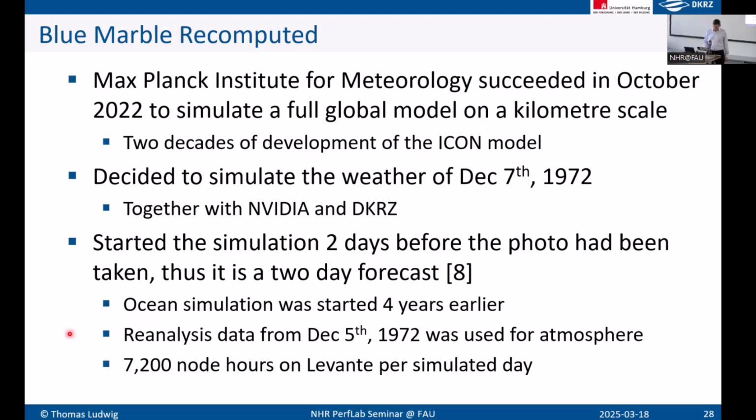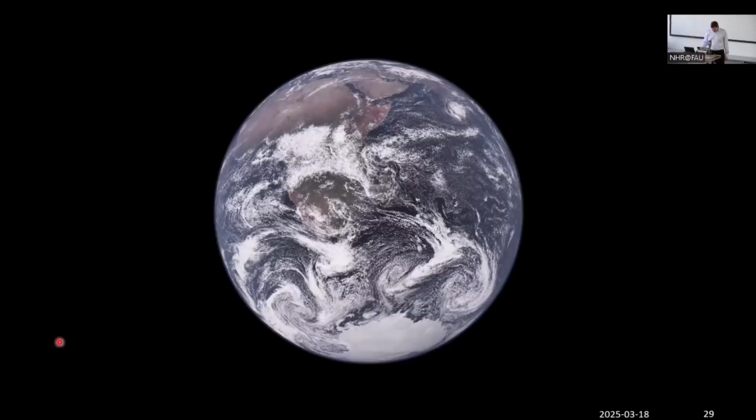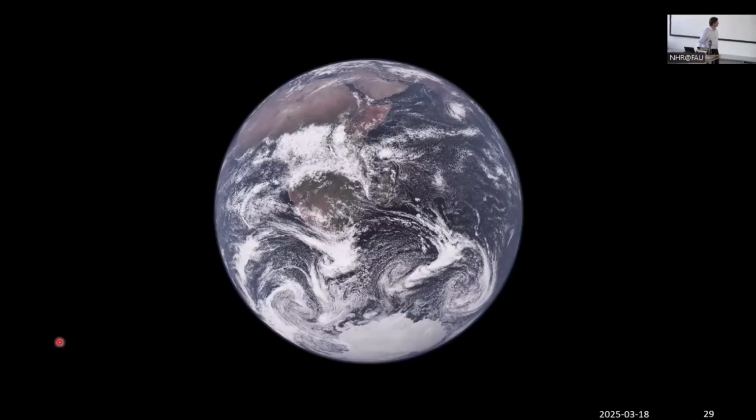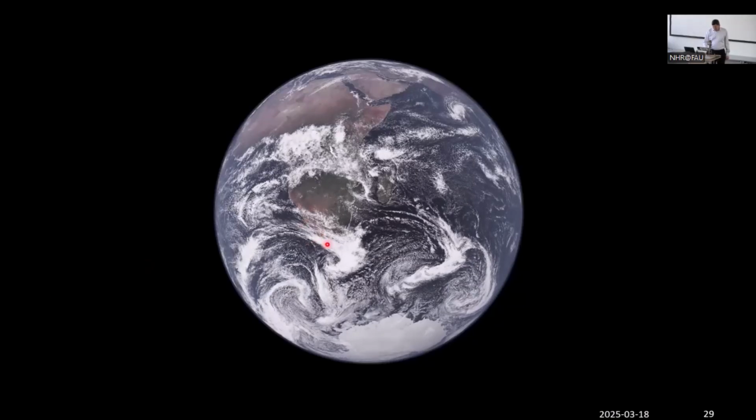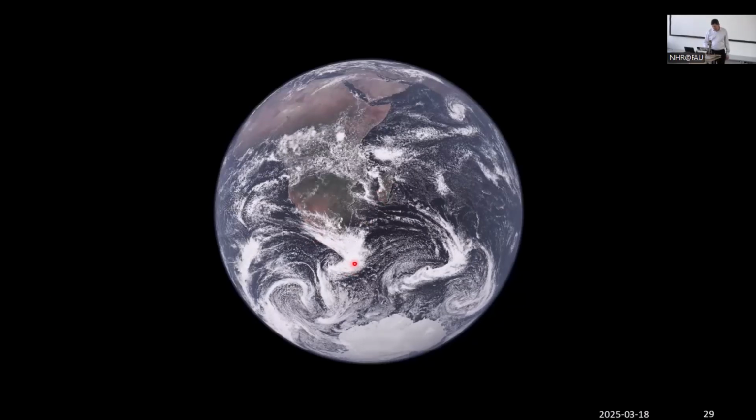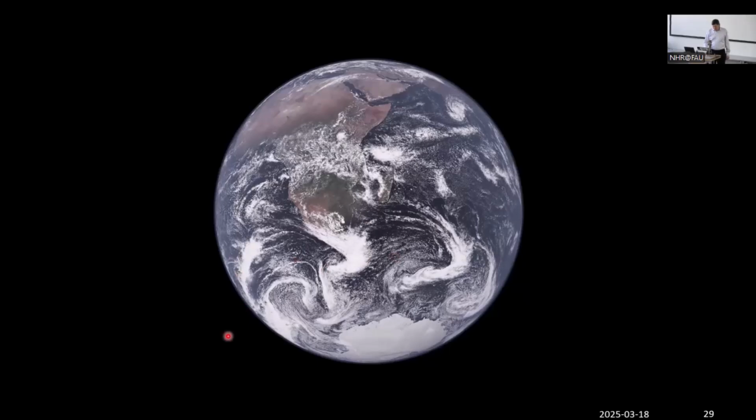It took them 7,200 node hours per simulated day. And they simulated 2 days, so 14,000 node hours on Levante. And that shows the animation. Of course, it moves very slowly, but we see here, this is Africa, Madagascar. We see here clouds shifting away during these 2 days.